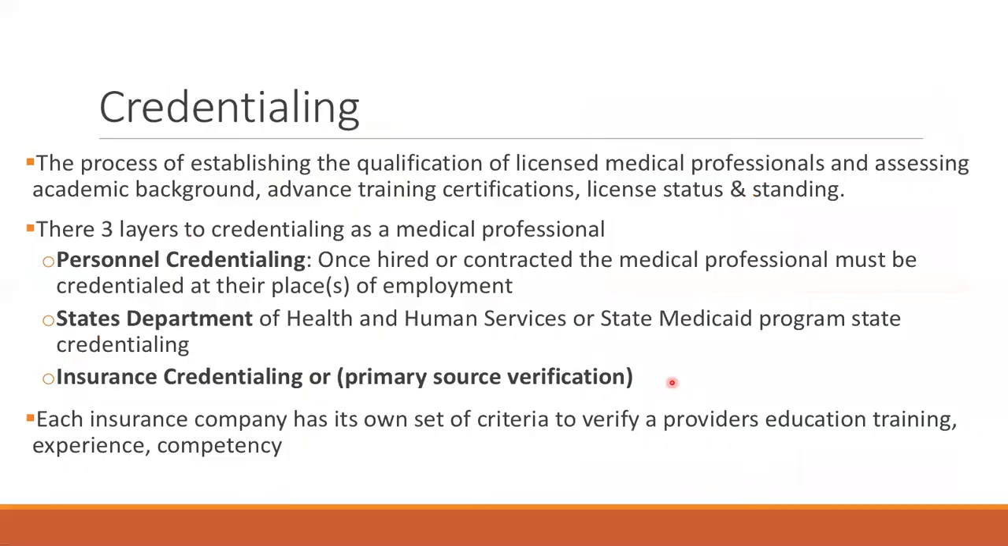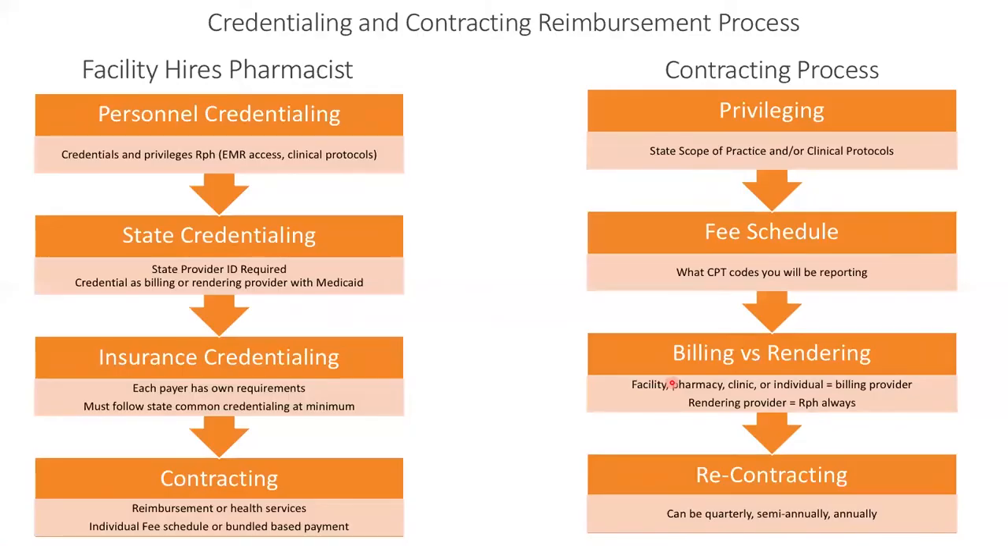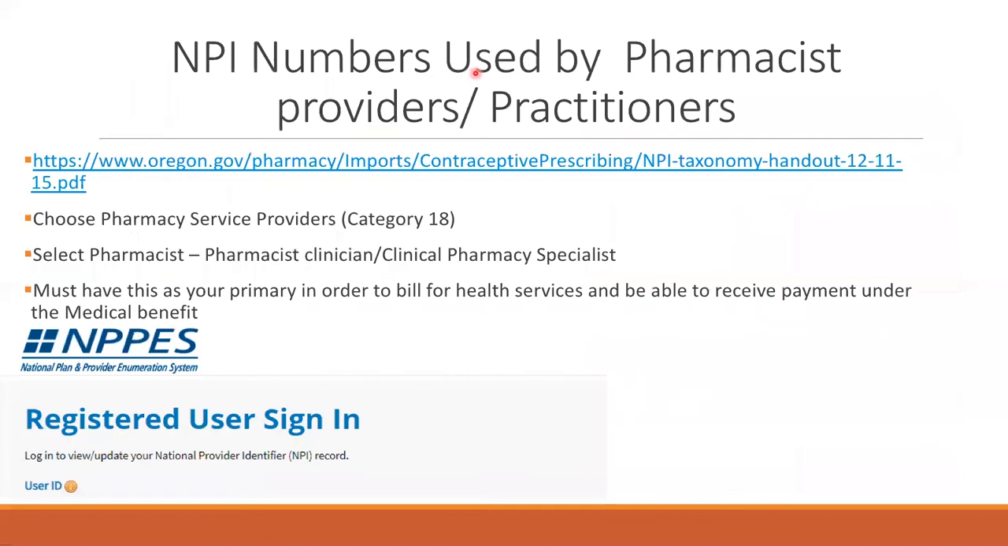When we talk about credentialing at Care Oregon, the importance of having the right taxonomy is brought up quite frequently. In our state, we cannot reimburse a provider unless they've been credentialed with state Medicaid, and we can't even reimburse a pharmacist unless they've updated their taxonomy and NPI appropriately with the National Plan and Provider Enumeration System. So having that pharmacist clinician or clinical pharmacy specialist on there is incredibly important and often overlooked by a lot of our colleagues in the pharmacy world.